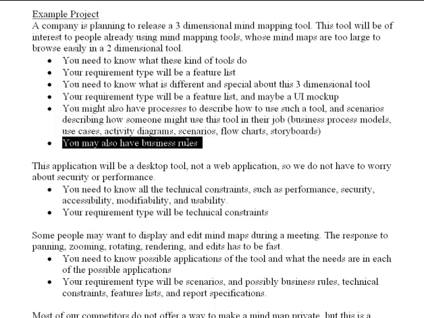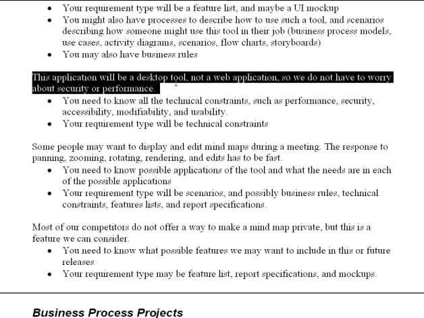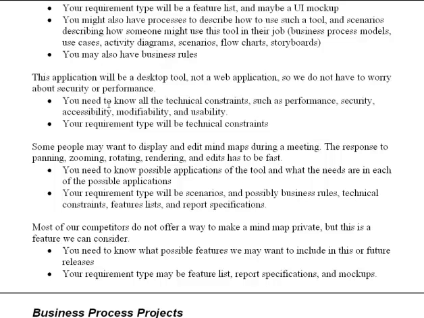You may also have business rules that you need to collect. You probably will. Now we know that this application will be a desktop tool, not a web application, so we don't have to worry about security or performance. You still need to know the technical constraints. You need to know what performance is required, what kind of security is required, accessibility, modifiability, usability. You're looking for all these technical constraints.